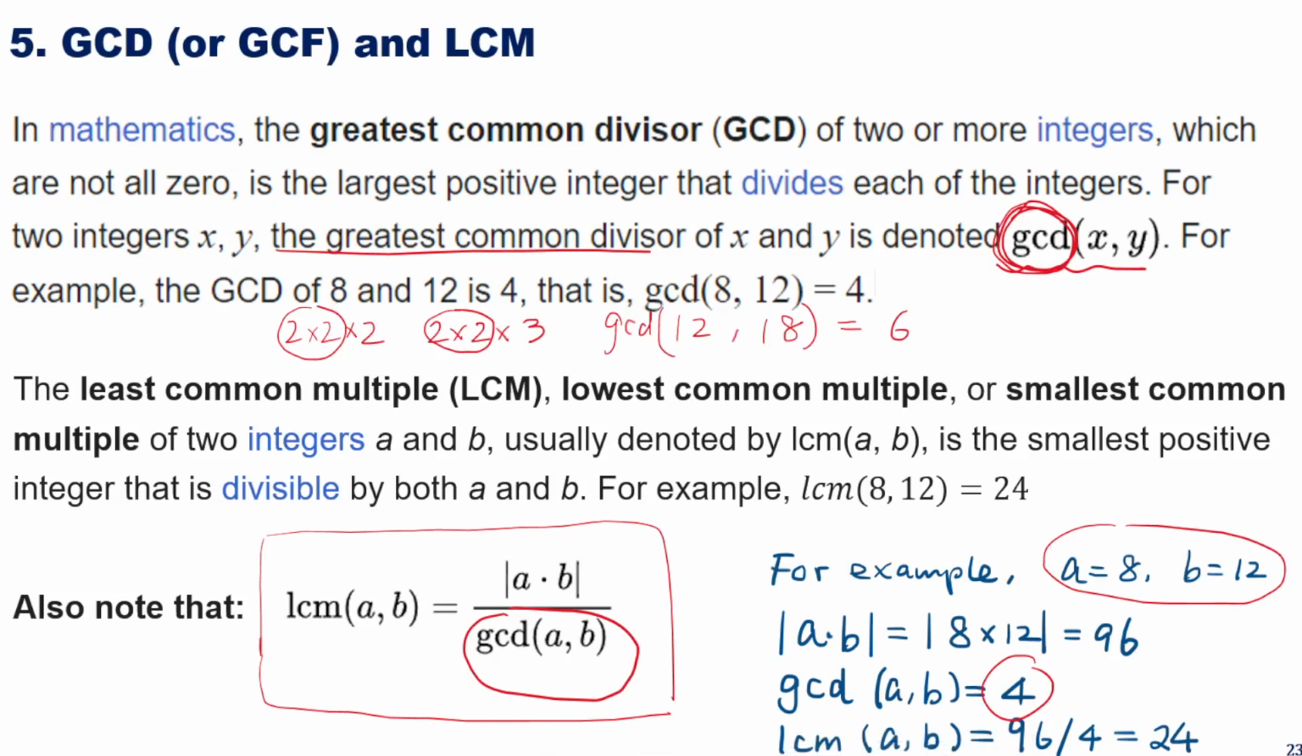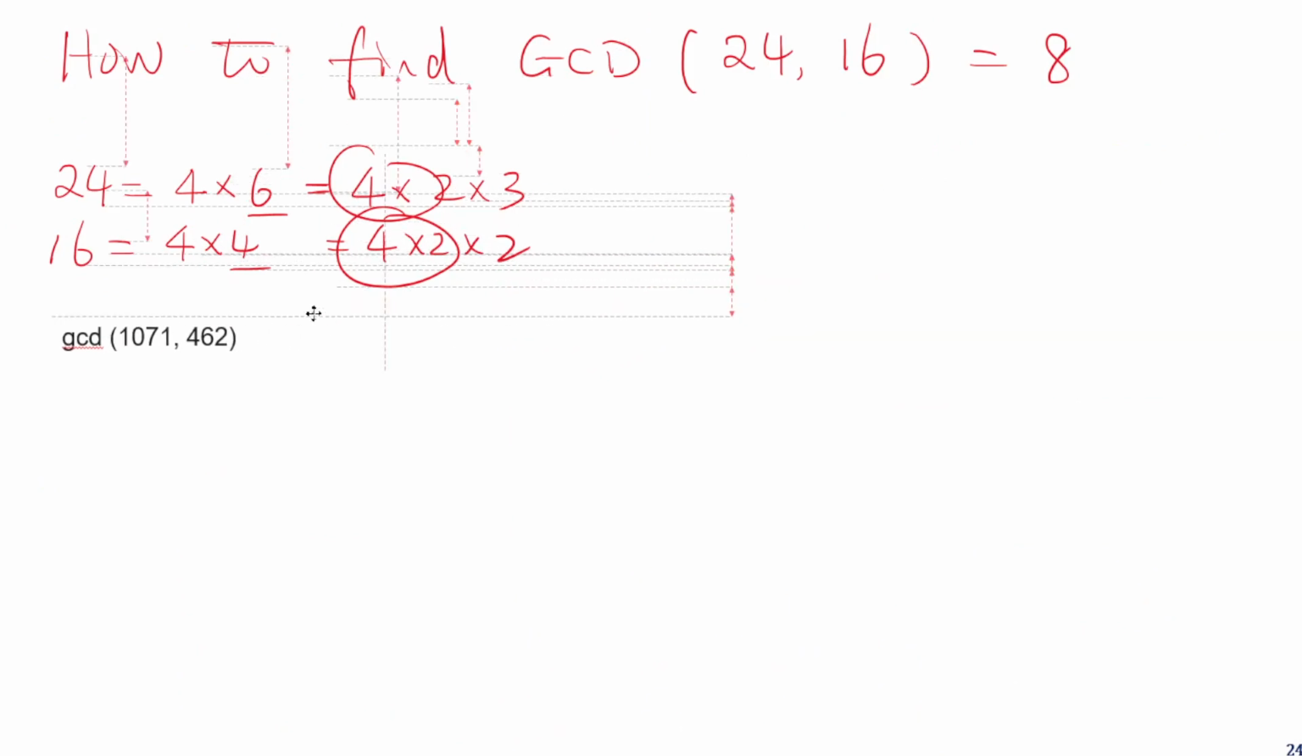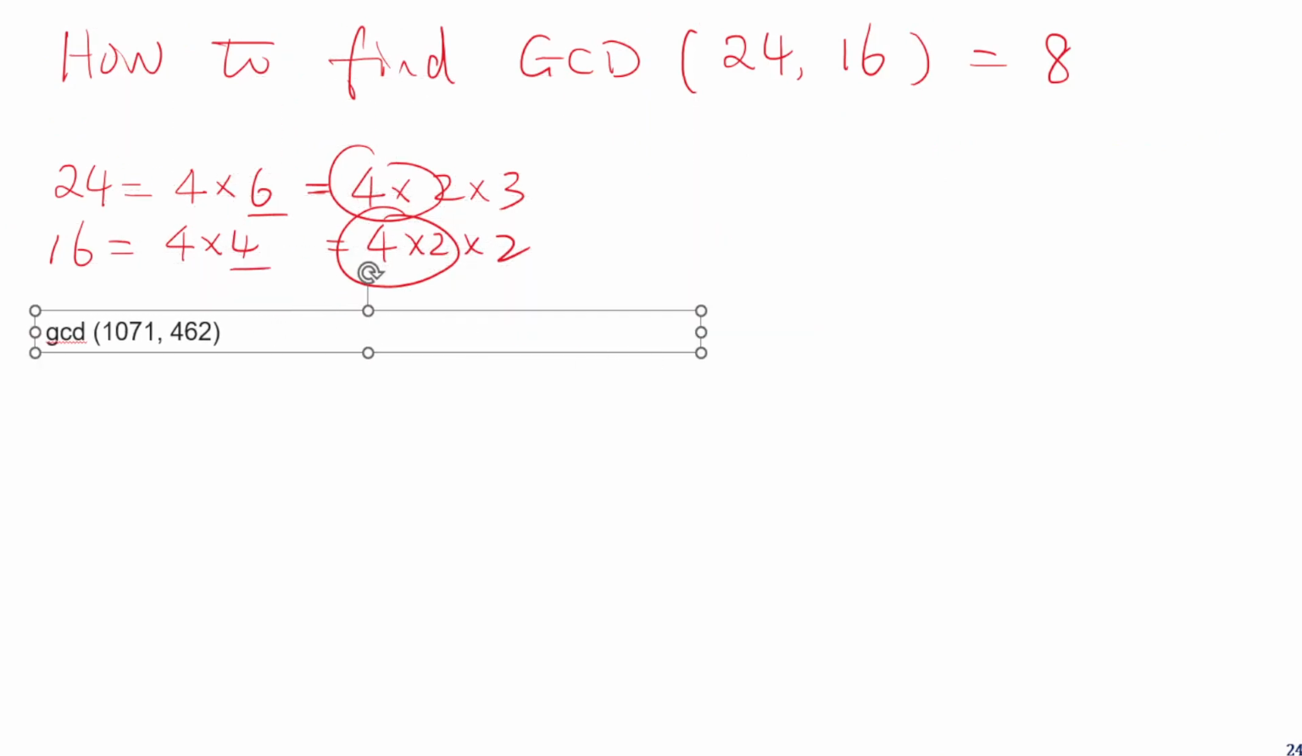And sometimes the numbers are so large that we cannot see the greatest common divisor at first glance. I'll give you an example. How about the GCD of 1071 and 462? What is the greatest common divisor of 1071 and 462? If you have the answer, give me your answer in the chat box, okay?